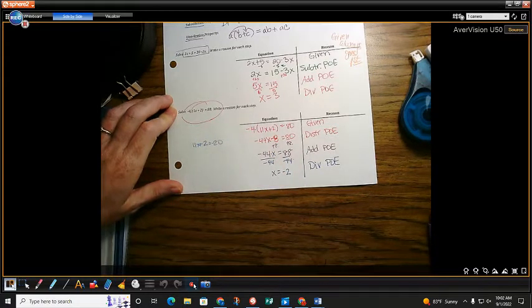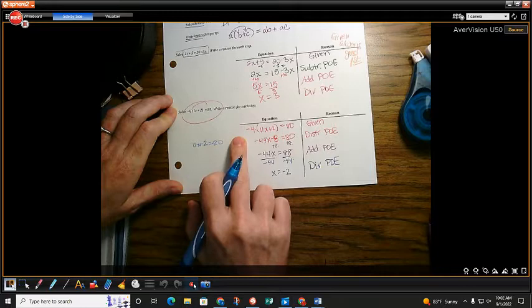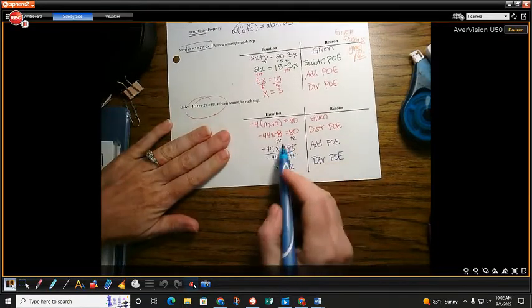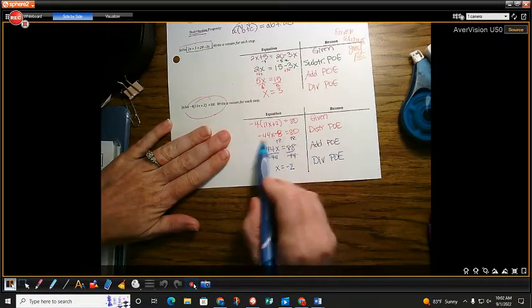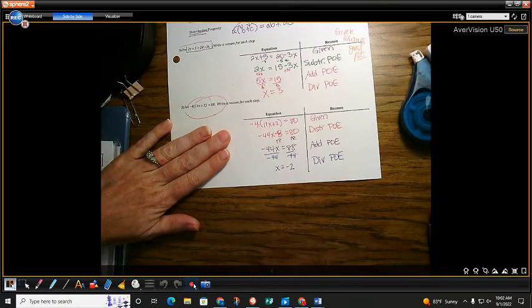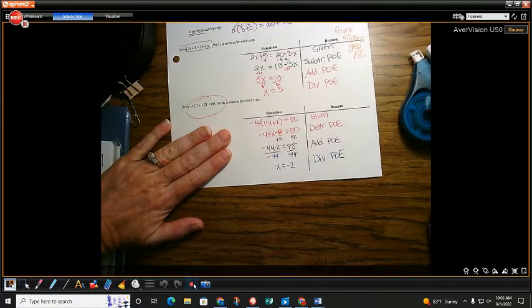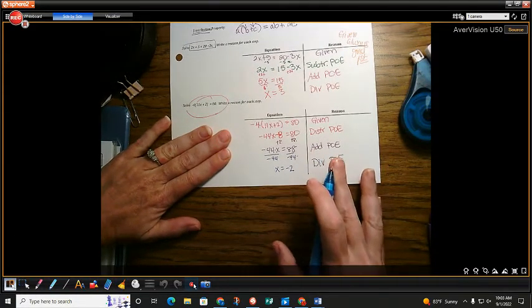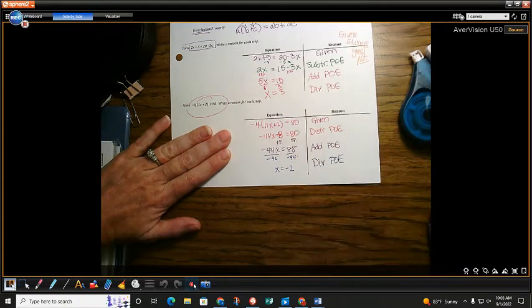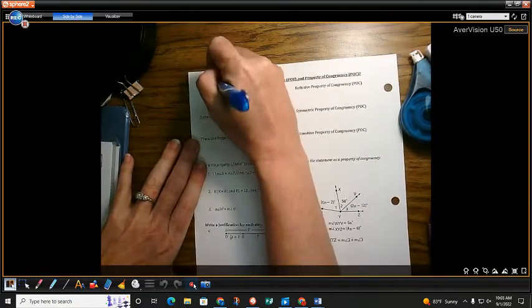I could have. As long as I can back it up saying I used the division property, that would be good. When I was at this step here, could I have divided by the 4 here before I added the 8? Yep. Order doesn't matter, as long as you're following the rules and doing something legal, there's not just one way to do a proof. So just make sure you're following the rules and you'll be fine. Okay, turn it over. Here's where you get to have to pay attention to the difference between numbers and objects.